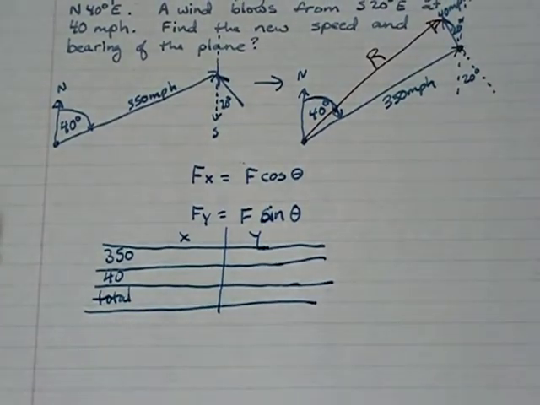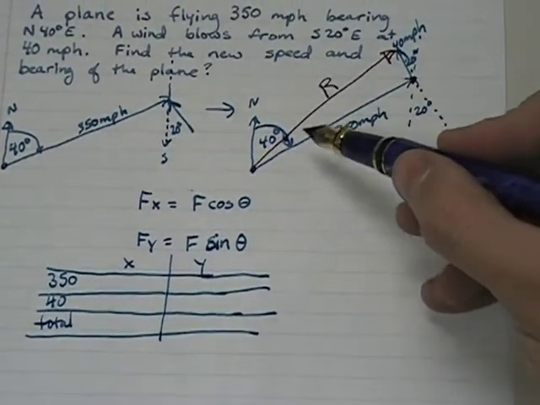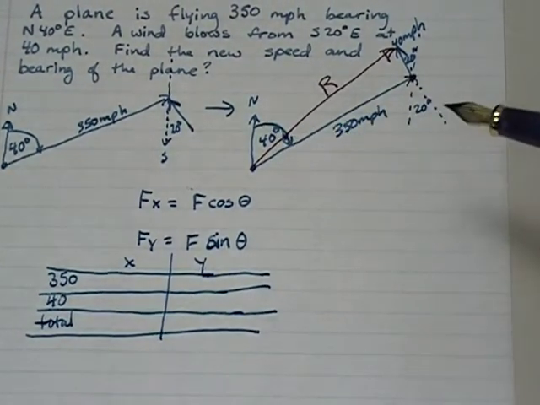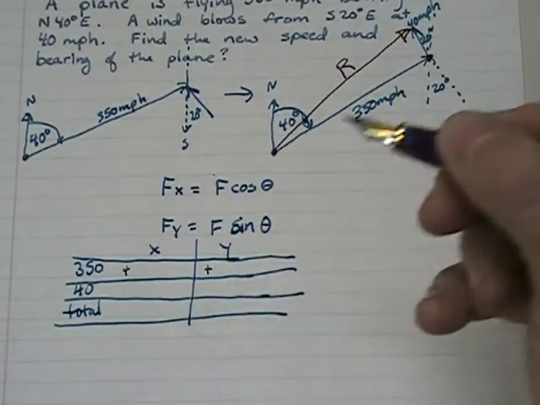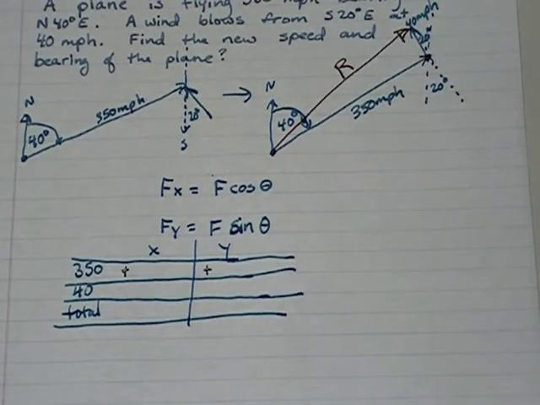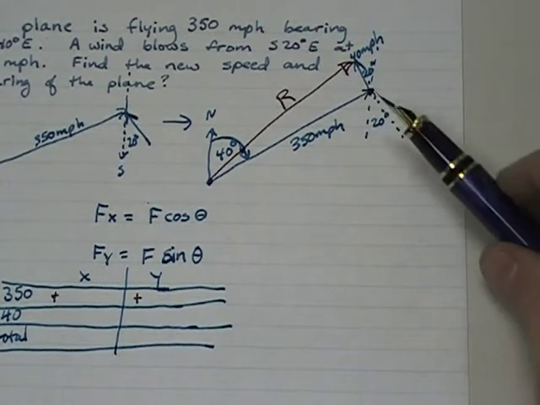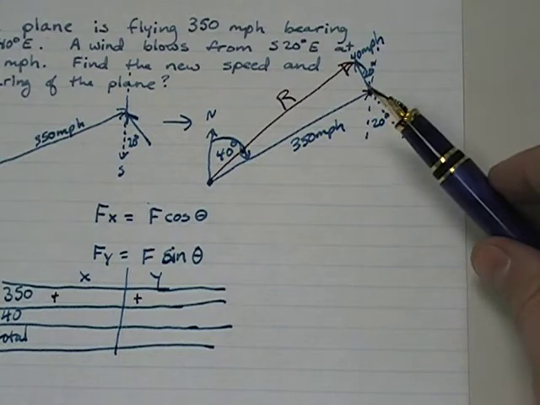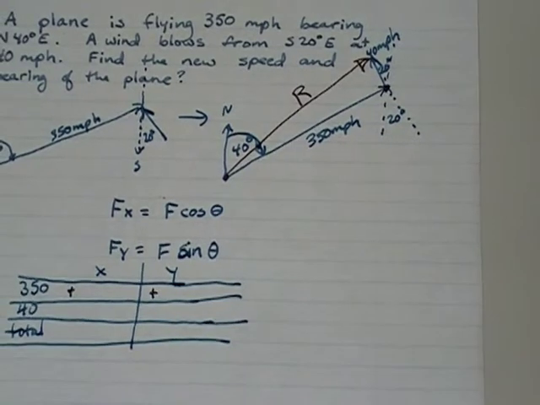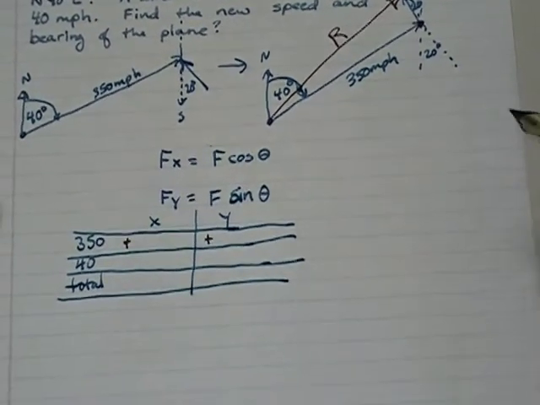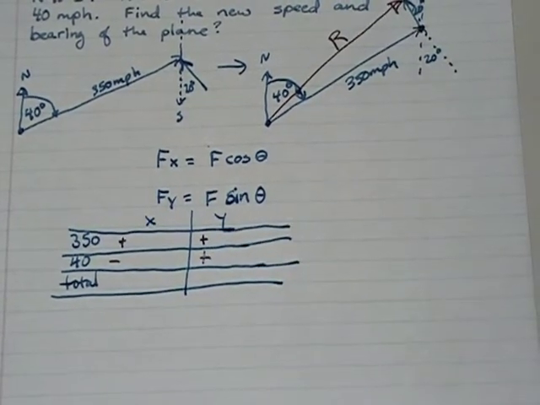Now, to find the 350 components, if we look at this, this is going northeast. Northeast is in quadrant 1. So the x and the y components should both be positive. If I look at my wind, it is coming from the southeast, which means it's blowing towards the northwest. Northwest is a quadrant 2 angle. And in quadrant 2, x is negative and y is positive.